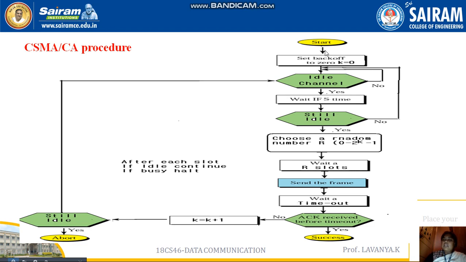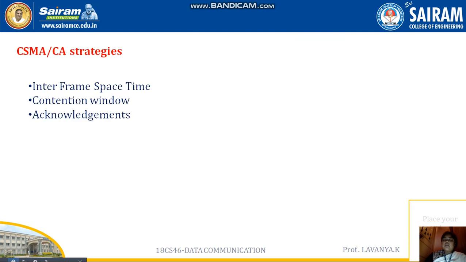Initially, before explaining this diagram, I am going to explain the CSMA/CA strategies. The first one is interframe space time, that is IFS. The second one is the contention window. The third one is the acknowledgement. What is the contention window, what is the acknowledgement, what is the interframe space, we will discuss one by one.